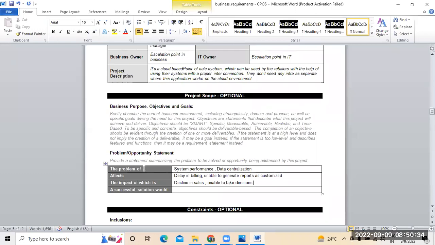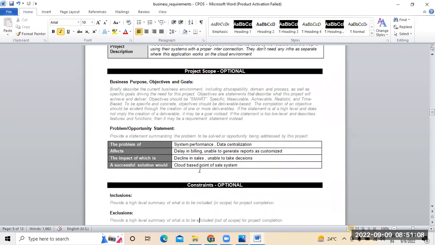Now, what is the successful solution? Developing a cloud-based point of sale system is what we need to do under the problem opportunity statement, right? So this is what it is. System performance and data centralization is the problem. Effects, delay in billing, unable to generate reports as customized, decline in sales, unable to take decisions. Cloud-based point of sale system will be the successful solution. This is what generally a problem statement is.